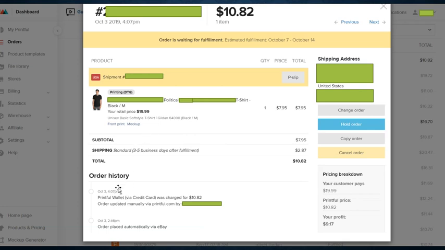Okay, so as you can see here, it was charged to my credit card. And then basically, it goes to the next step. Right now, the next step, as you can see here, is printing.